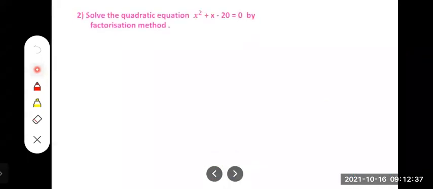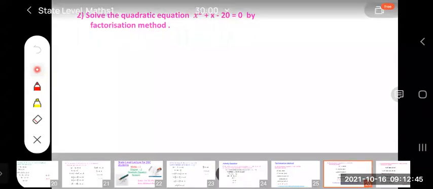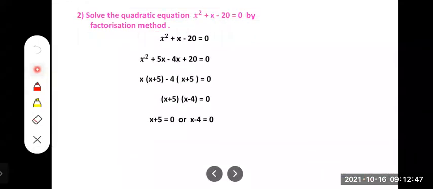Yes, this is also the same type. Solve the quadratic equation x square plus x minus 20 equal to 0 by factorization method. Write the equation first. x square plus x minus 20 equal to 0. I have written over here. Here also, children, this is middle term splitting, we have to find 2 numbers. This middle term we have to split.